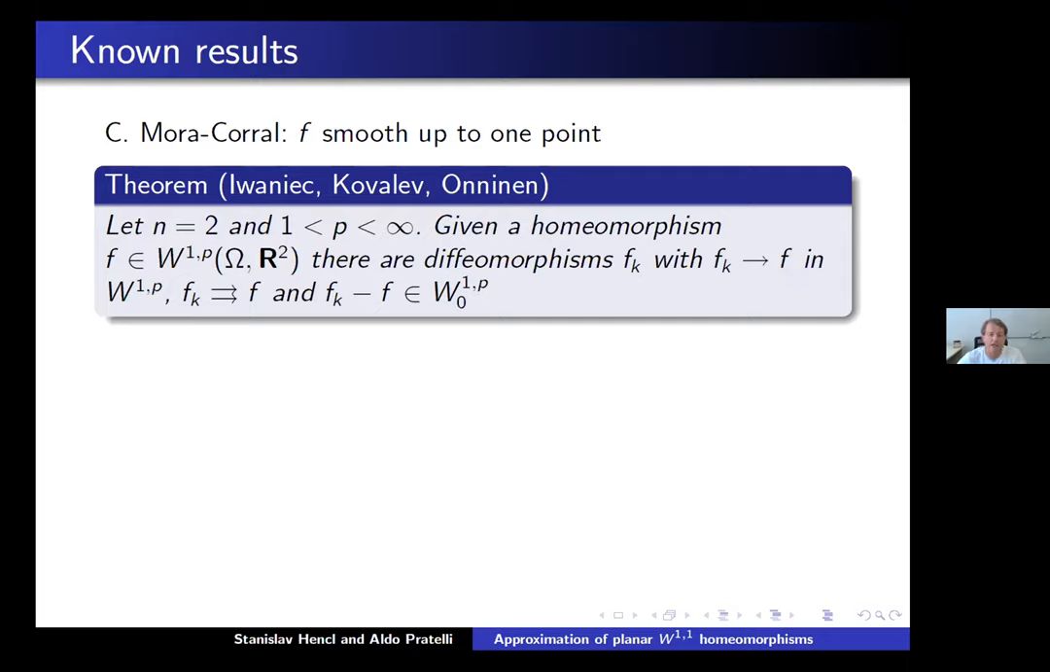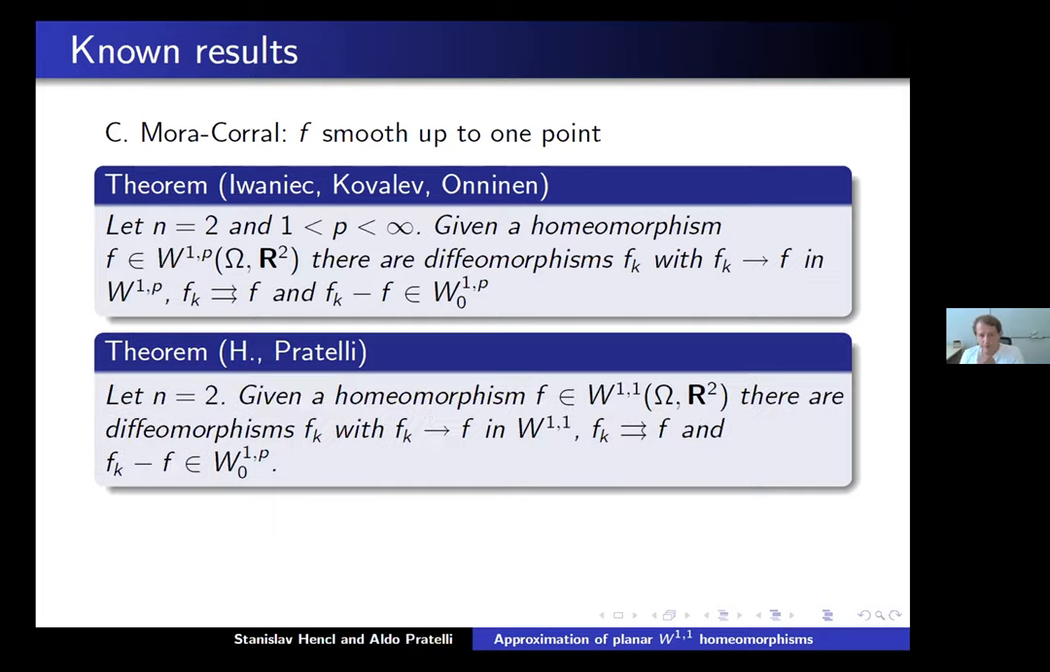So in the planar case, if p is strictly bigger than one and smaller than infinity, if you have a homeomorphism in the Sobolev space, then you can find diffeomorphisms that converge in the Sobolev norm, also uniformly. And it has the correct boundary data, okay? So this left open the case p equals one, which was later solved in a joint paper with Aldo, and this will be the main result I will talk about today.